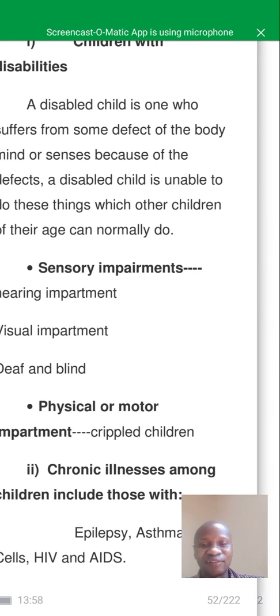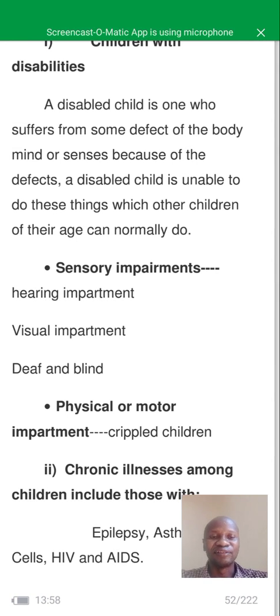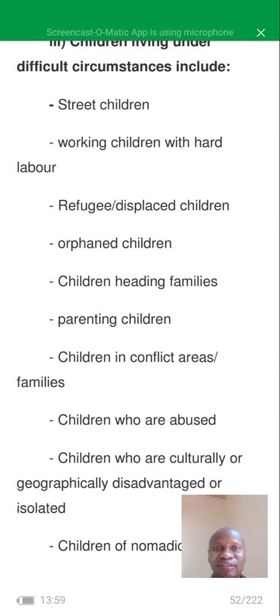Then you have sickle cells. You know those children with sickle cells are born whereby their blood cells are not functioning normally, so they look like a sickle, and those children can't live normally, they are always sickly. But for HIV and AIDS, I think this is very common among children here.